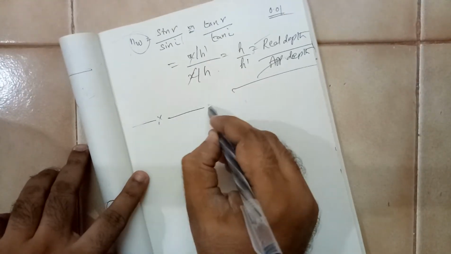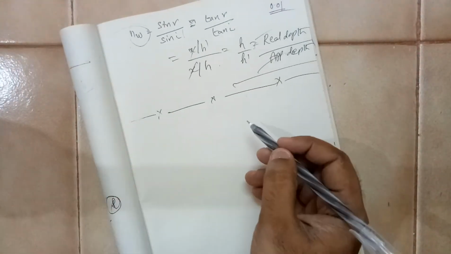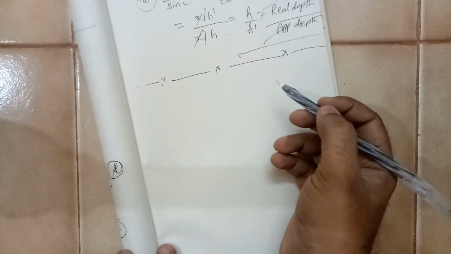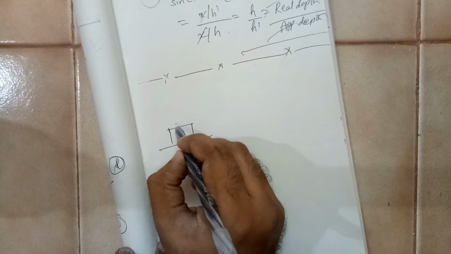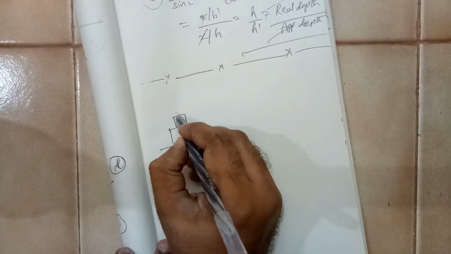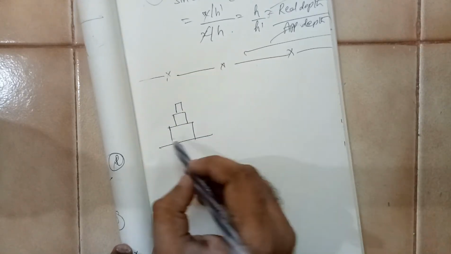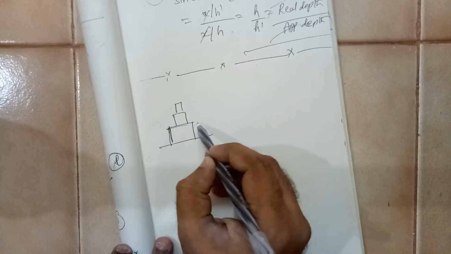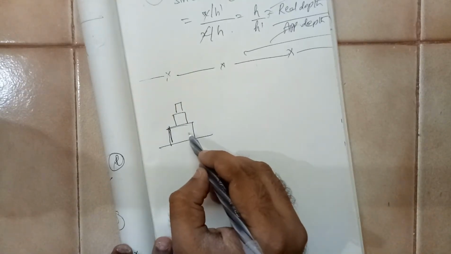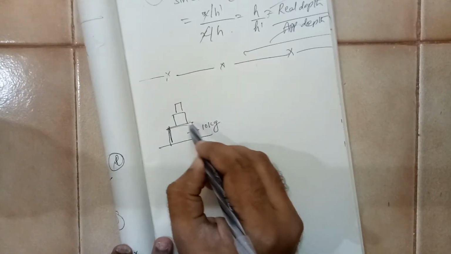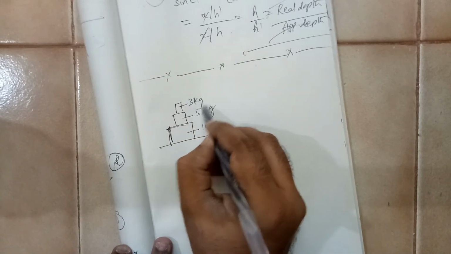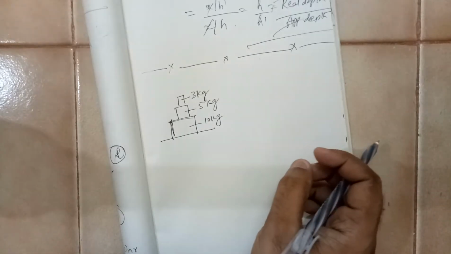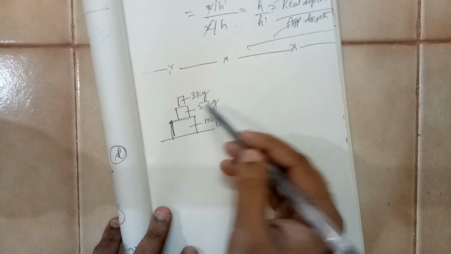Students, yesterday we did one block-on-block question. We will see one more. Let us say a question is given like this. There are three blocks, one on top of the other. This block is 10 kg, this block is 5 kg, and this block is 3 kg. We have to find the normal reactions between the blocks.